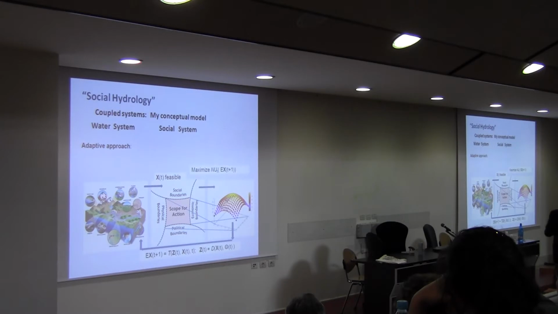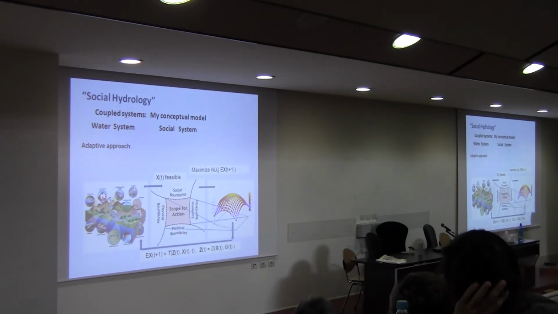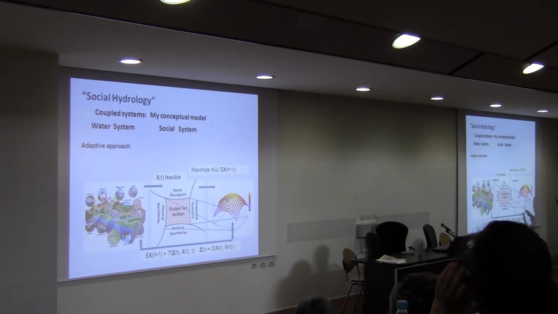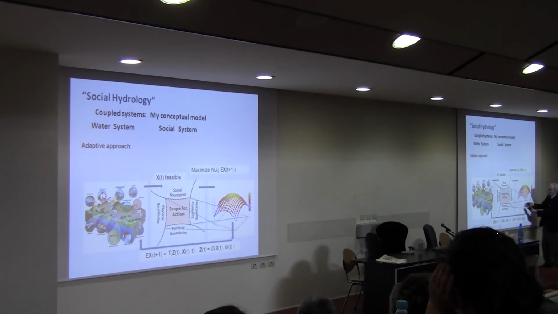Now let me briefly look at this from a little more of a modeling perspective. Here's the water, here's the social. If you look at this, this is sort of the constraint set in some way. Political boundaries, economic, social, physical, these are constraints that apparently you have to live with, and you put that underneath this dimensional gradient. And here's the objective value, the net utility.